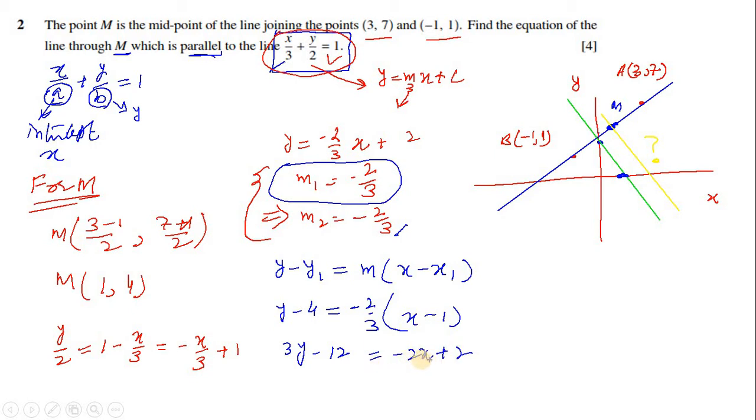minus 12 is equal to minus 2x and then plus 2, and then rearrange for standard form. If you wish, you can send minus 2x and 2 to the other side, so finally you have 2x plus 3y minus 12 minus 2, so minus 14 equal to 0. This is the equation of your required line passing through the midpoint of the 2 points A and B.